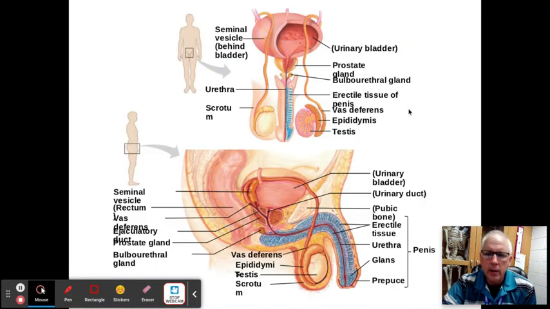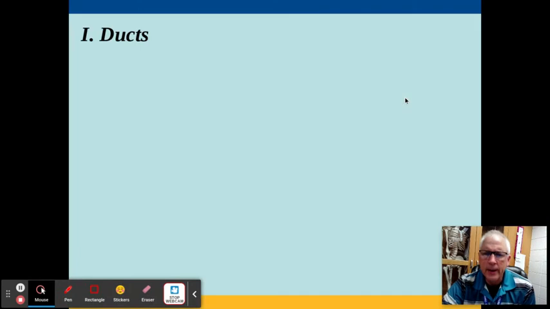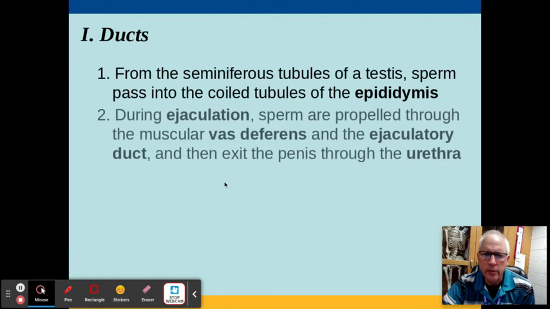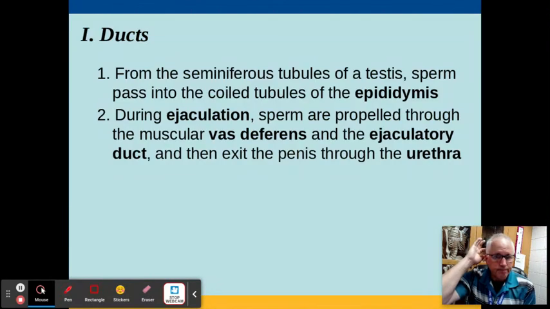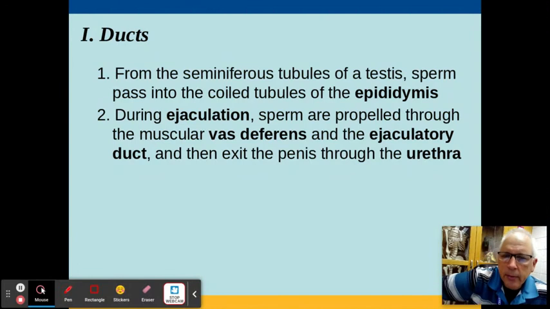Okay, so you can kind of see another picture down here of how things are structured, and we're a lot simpler system, obviously, because the male just has to produce the 23 chromosomes that develop into a baby, right? Seminiferous tubes of the testes, that's where the sperm passes into a coiled tube called the epididymis, and then the sperm is propelled through muscular contractions and then exits through the urethra.